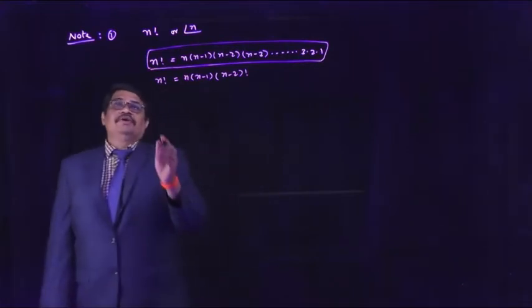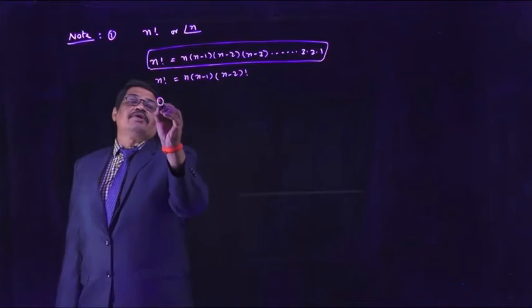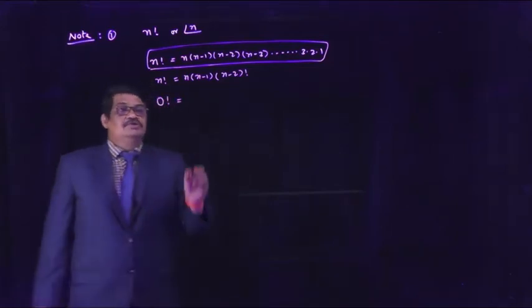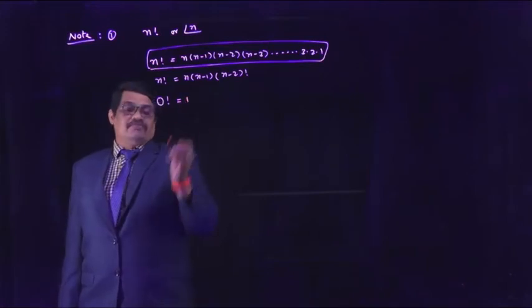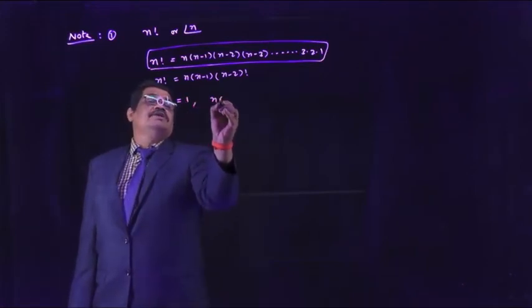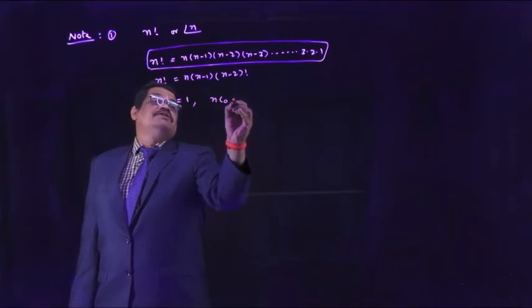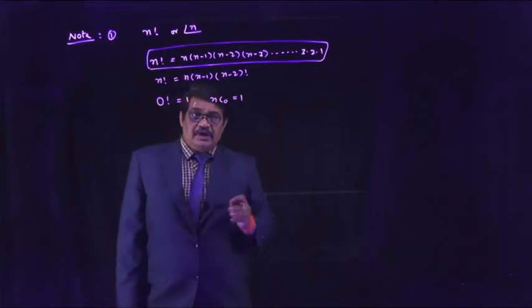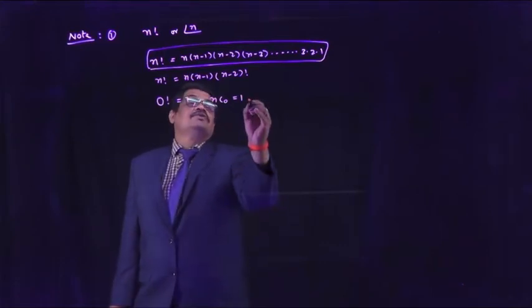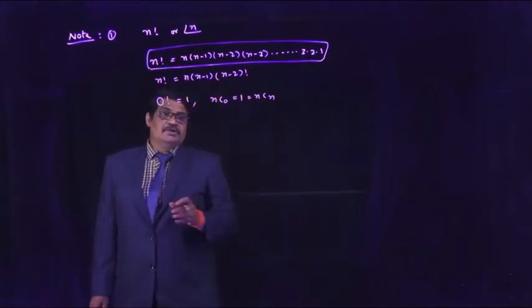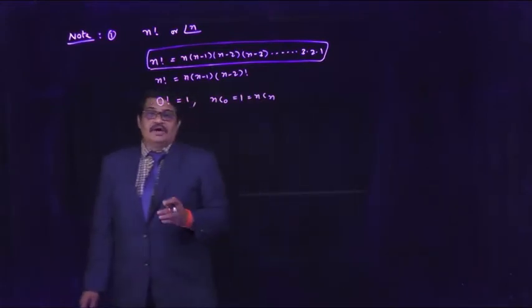We also observe 0 factorial. The value of 0 factorial is 1. And also NC0, the value of NC0 is also 1. That is the first binomial coefficient. And also NCN, the value of NCN is also 1. We know the formula for NCR.